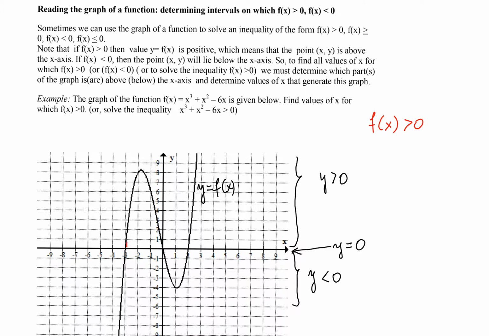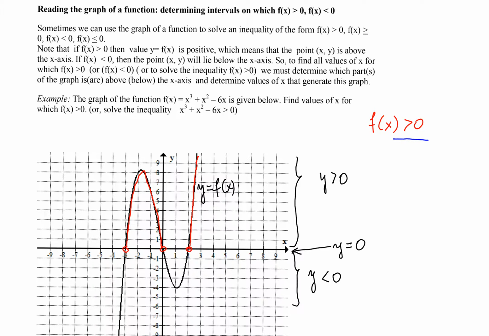And those parts of the graph are right here. The whole part here is above the x-axis, and this part is above the x-axis. Now again, I'm looking for the parts where f of x is greater than 0, so I cannot include the points on the x-axis because those points have y coordinate 0. So once we identify the parts of the graph for which y is positive, we'll just have to figure out what values of x produce that part of the graph.